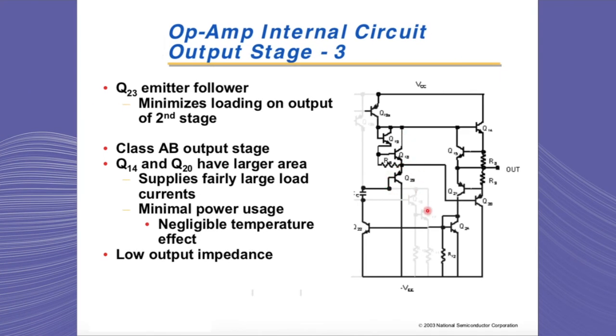Q23 is connected as emitter follower. This minimizes the loading effect on the output of the second stage of the amplifier. The output stage that we have presented here is a Class AB output stage. As we've already mentioned, Q14 and Q20 have larger areas. That's because we want to be able to draw more current from them. The output of the amplifier has very low output impedance.